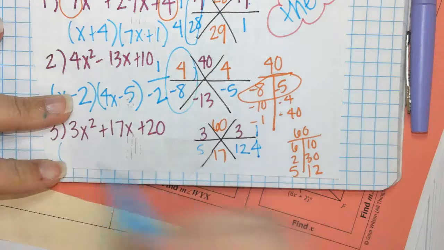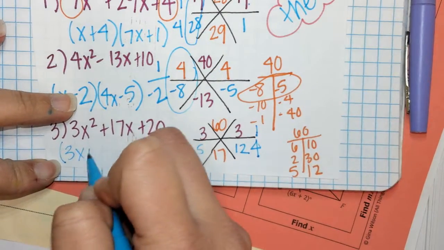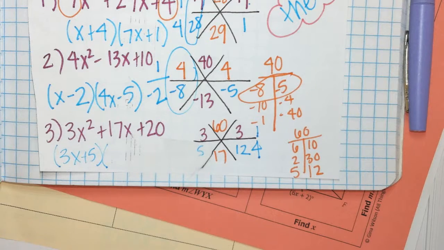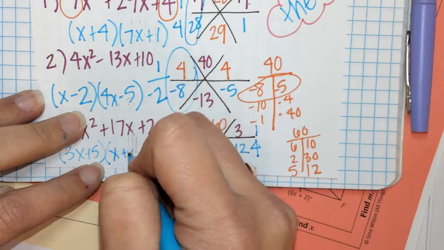Good. Jordan and Allie take a point. 3x plus 5. And what goes in our other one? X plus 4. Good. Take a point.